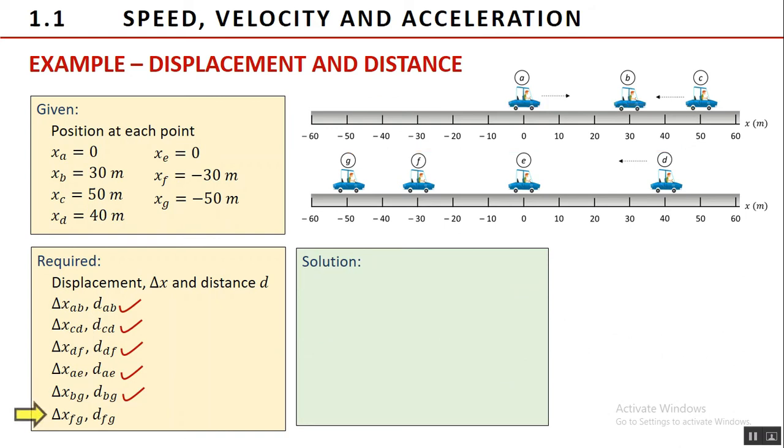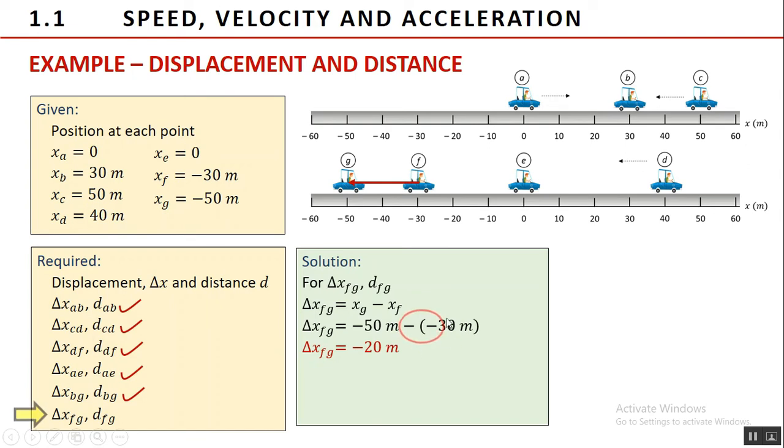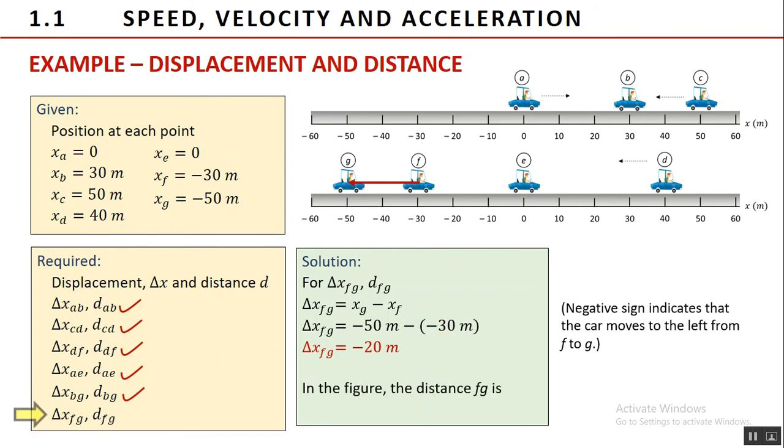We're almost done. The last item would be the displacement and distance from point F to point G. The displacement between these points is x sub g minus x sub f, which is equal to negative 50 meters minus negative 30 meters. So the answer is negative 20 meters. This item may be a tricky one. Take note the initial position is a negative value. Its sign should not be mistakenly replaced by the minus sign in the middle. So watch out for this. For the distance, obviously from the figure it is 20 meters.